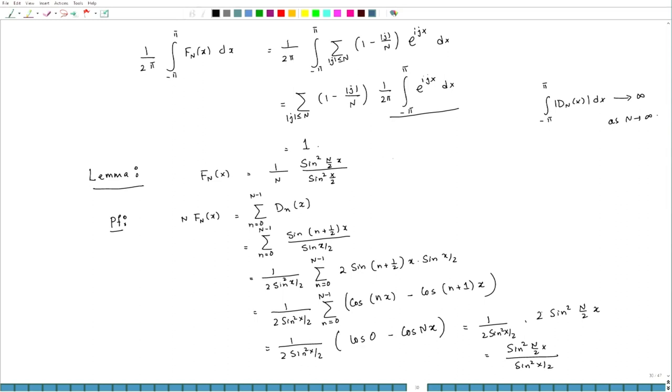And this is for x not equal to 0, and x is in minus pi to pi. So, there is no other point where sin square x by 2 is going to be 0 except at x equal to 0, because x by 2 is going to lie in minus pi by 2 to pi by 2.